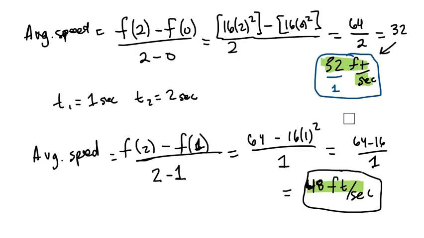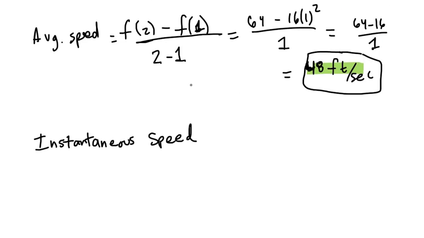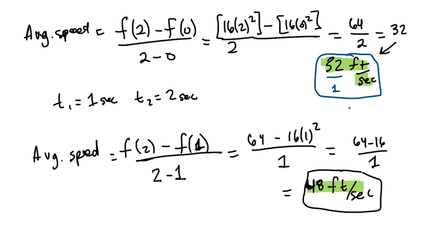Now we're ready to figure out: what about at a very specific moment in time? What is the speed at that time? We would call that the instantaneous speed. So how would we calculate that? Notice that on our 2-second interval, from 0 to 2, we got 32 feet per second, and then on our 1-second interval, we got 48 feet per second.